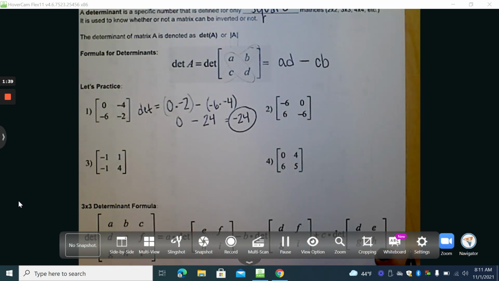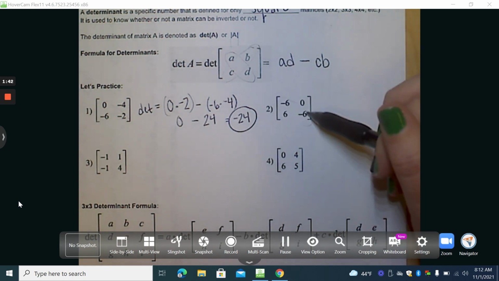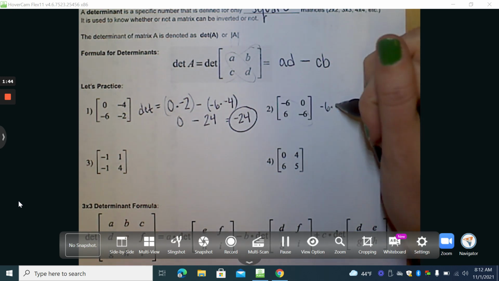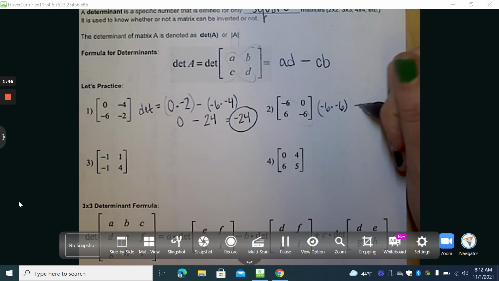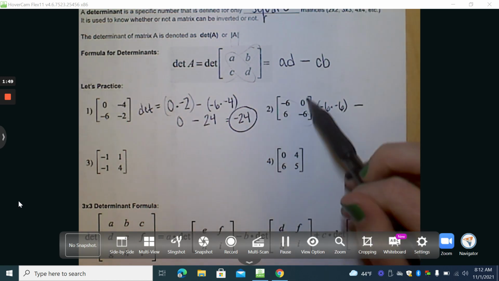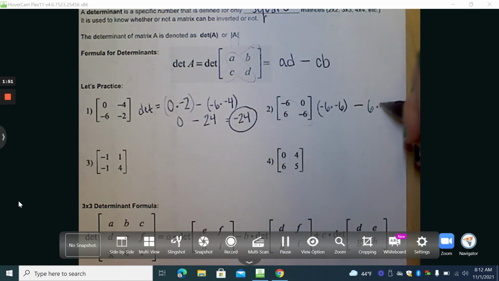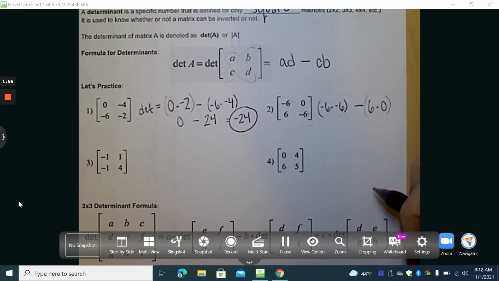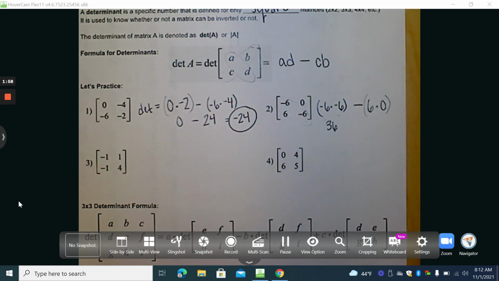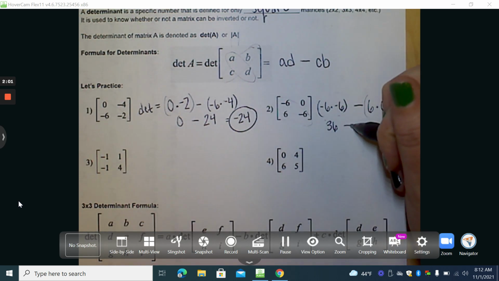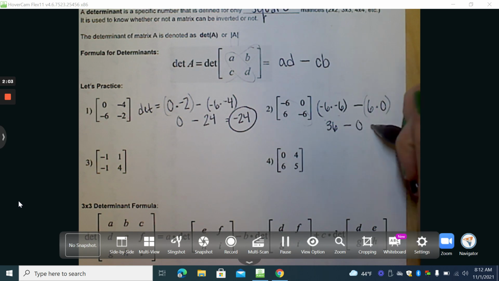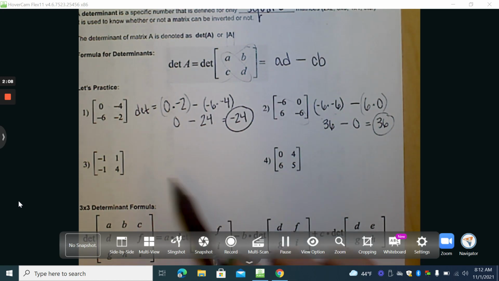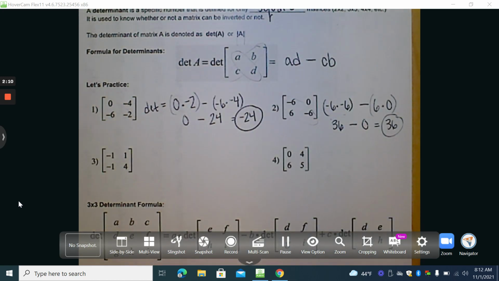Let's do that again with number 2. I'm going to multiply this cross section here, negative 6 times negative 6, and I will subtract it times this cross section, 6 times 0. So I have a negative times a negative becomes a positive 36, and I'm going to subtract it minus 6 times 0, which is 0. So my determinant is 36. See if you can solve 3 and 4, and I'll put the answers up in just a few moments.